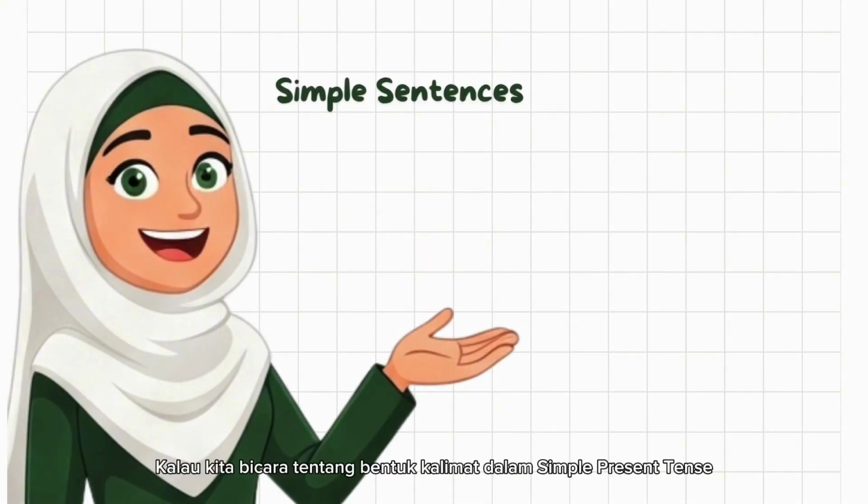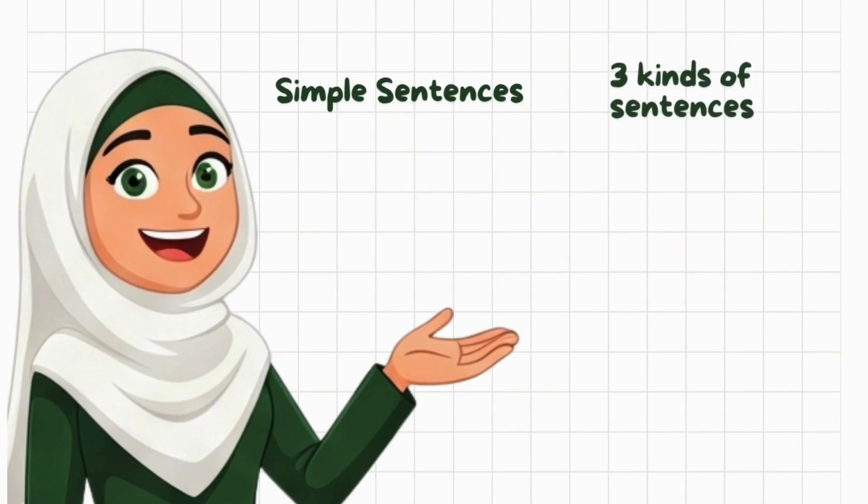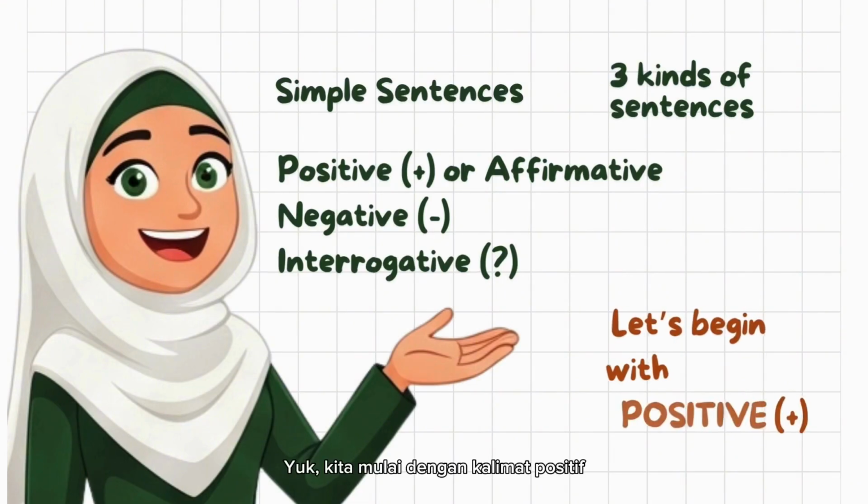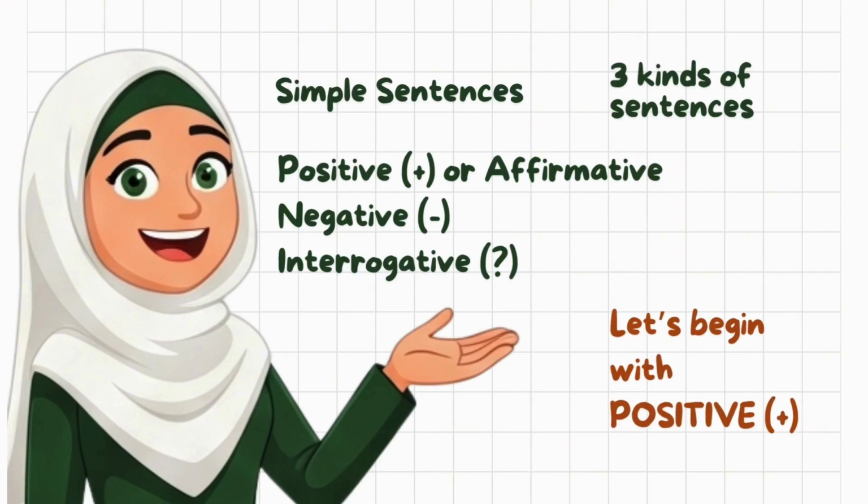When we talk about sentence forms in the simple present tense, we usually focus on three kinds: positive or affirmative, negative, and interrogative. Each one follows its own pattern or structure. Let's begin with positive sentences.